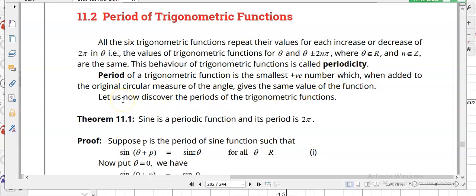We already know that for sine and cosine, theta plus or minus 2 pi gives us the same value. This is called the periodicity. The sine function, or sine theta, if we see the graph, is a periodic function and its period is 2 pi. So every plus or minus 2 pi, it gives the same value. This is the theorem.